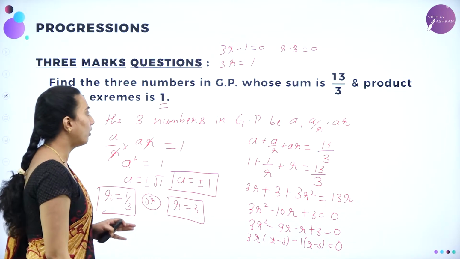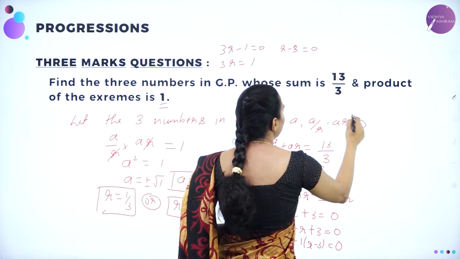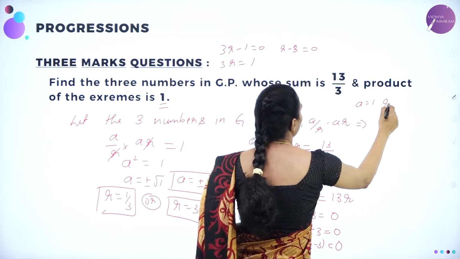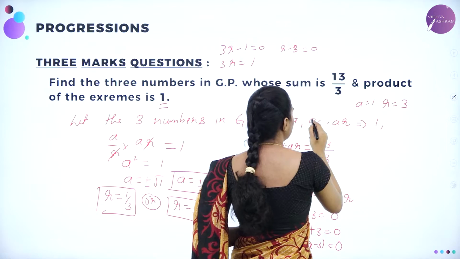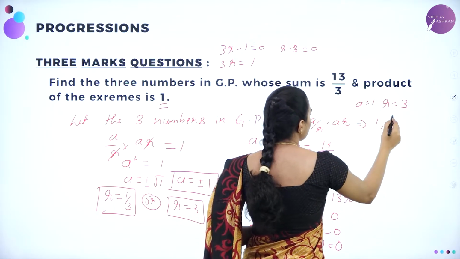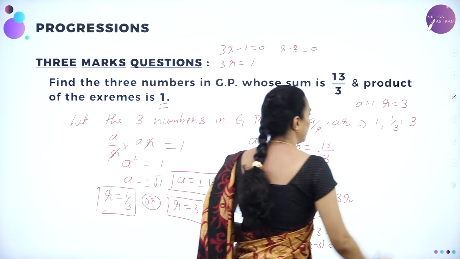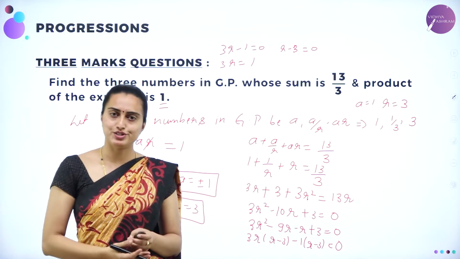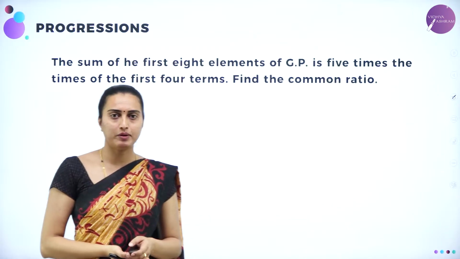So therefore, what will be the GP? That is 1. Here, by taking a equal to 1, r equal to 3, I can write a as 1, r is 3, a by r which is 1 by 3, a into r which is 1 into 3 is 3. These are all the numbers of the GP. I hope you got this one. We'll move on to the next problem, dears.